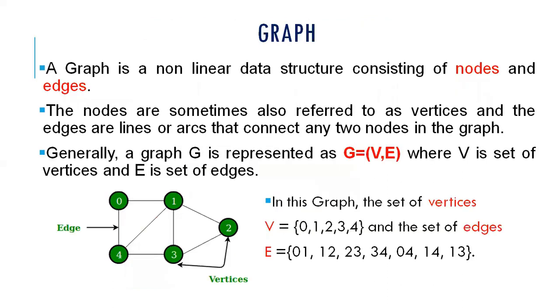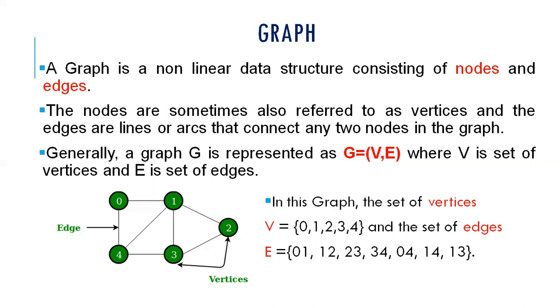The graph is a non-linear data structure that consists of a combination of nodes and edges, as we already explained. This is the proper definition of a graph. The nodes are sometimes referred to as vertices, and the edges, lines or arcs which interconnect two nodes in the graph are called edges. In the general format, a graph is represented by capital G equal to (V, E), where V is the set of vertices and E is the set of edges.